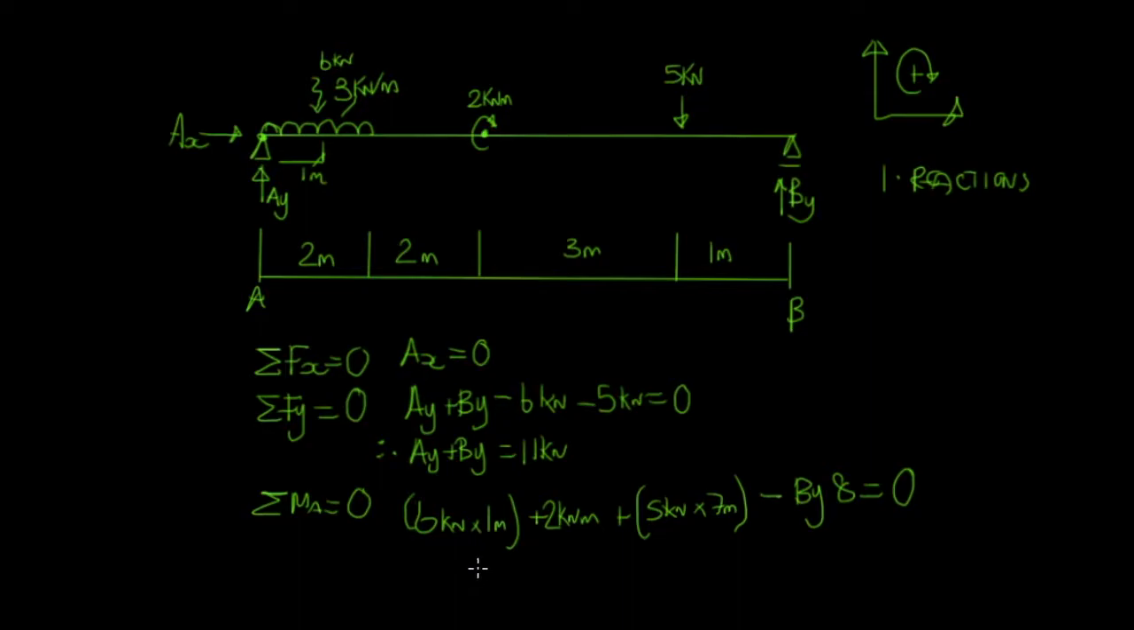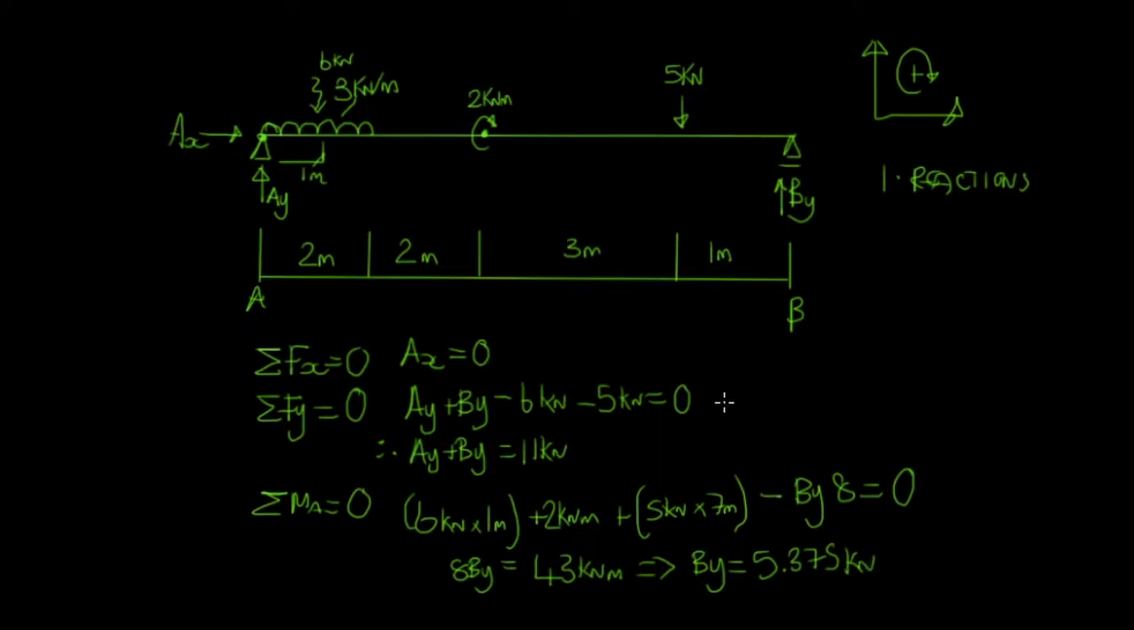So if we rearrange this, we're going to have 8BY equals 6 plus 2 plus 5 times 7, which is 43 kilonewton meters, and therefore BY equals 5.375 kilonewtons.